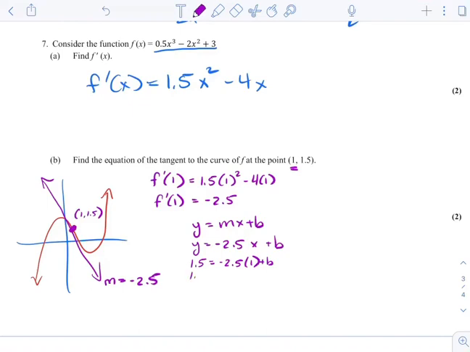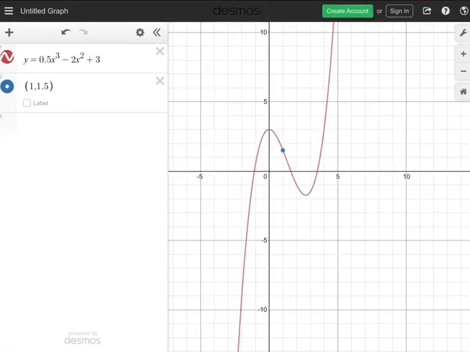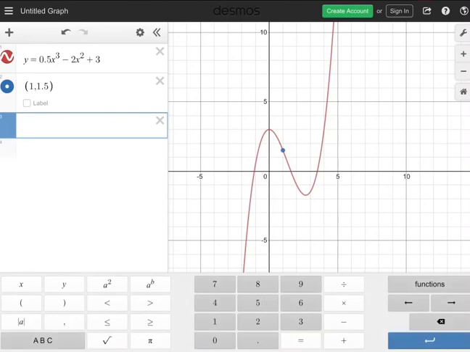So 1 times negative 2.5 is negative 2.5. I'm going to bring 2.5 over to the other side. So 1.5 plus 2.5 is equal to b. And when I add those together, I get 4. So I know the equation of that tangent line is y equals negative 2.5x plus 4. So if I go back to Desmos and plug in negative 2.5x plus 4, you should see a line that gets close to that point and follows the tangent line to that point.